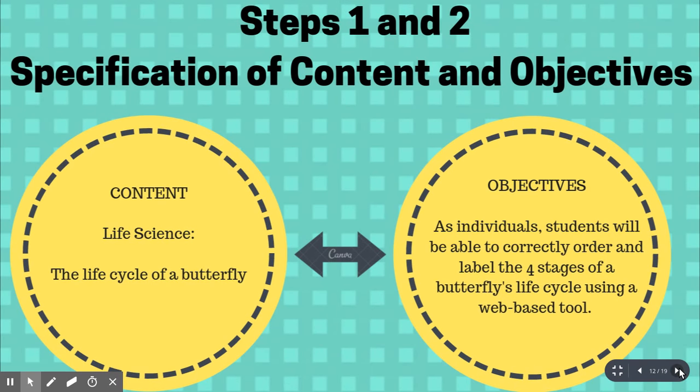For explanation's sake, we will take a look at a very simple objective that would be applicable in an early elementary setting. Steps 1 and 2, specification of content and objectives. Again, these are considered interchangeable, and it is not necessary to consider one before the other to be successful. In this scenario, the specification of content is life science with a focus on the life cycle of the butterfly, and the specification of objectives is that, upon the completion of this instructional model, individual students will be able to correctly order and label the 4 stages of a butterfly's life cycle using a web-based tool.